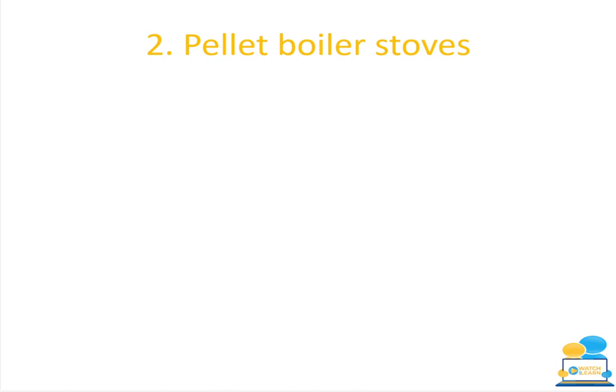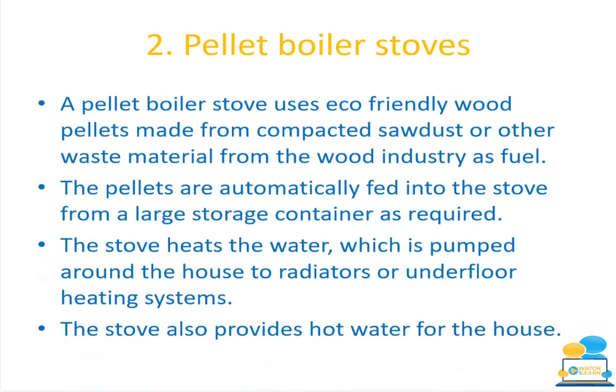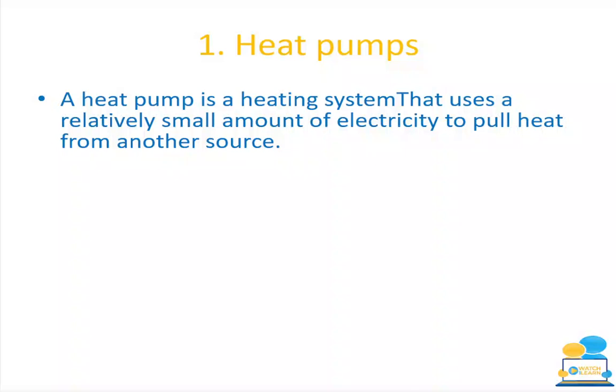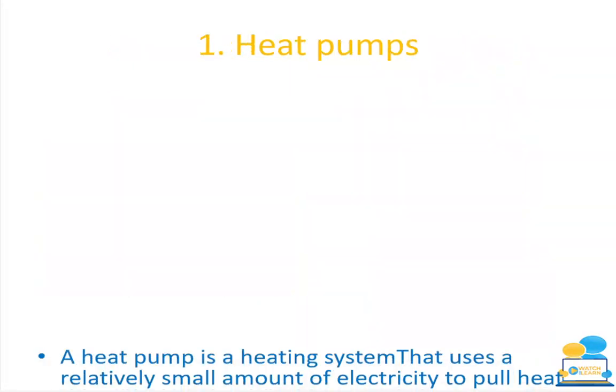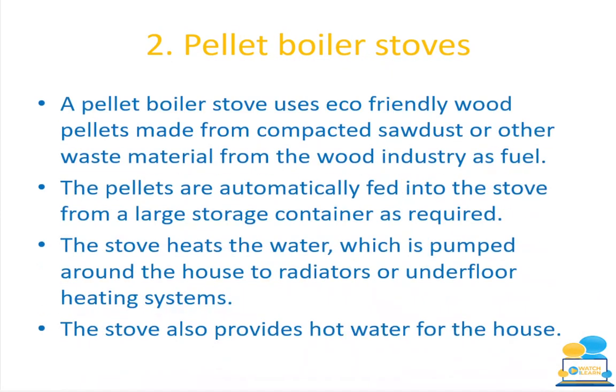Our second sustainable form of home heating is our pellet boiler stoves. Okay, so your pellets are these little things down the bottom right, so they kind of look like your bran that you get in your cereal, or they also look like chicken feed. So a pellet boiler stove uses eco-friendly wood pellets. So what they do is they get sawdust and other materials that are left over from the wood industry, for example your sawmills, and they compact them, so they squish them together under high pressure, and they create these little pellets that look like your chicken feed.